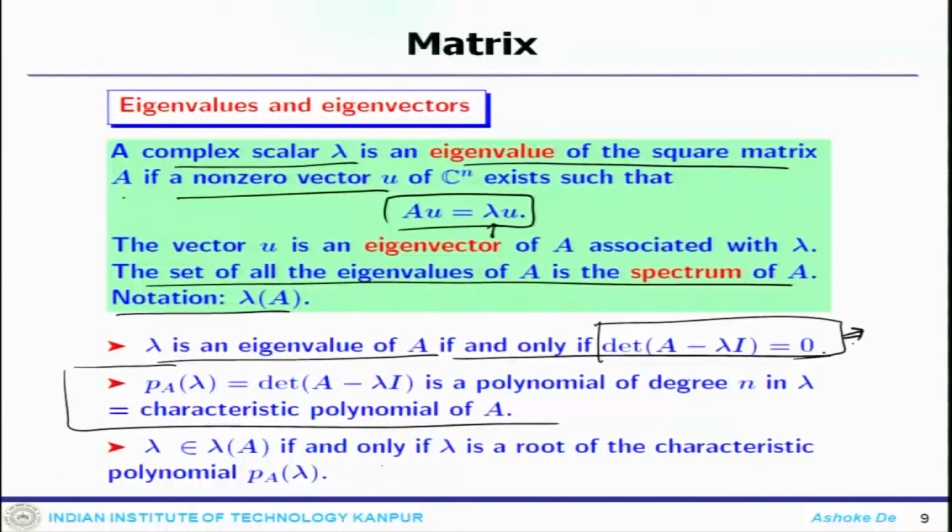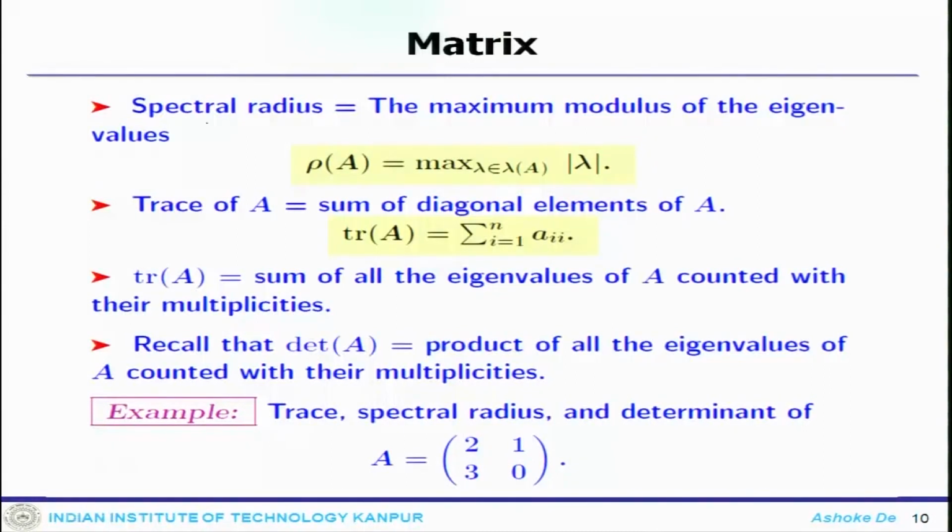Now, lambda belongs to the spectrum of A if and only if lambda is a root of the characteristic polynomial. As I said, when you get this equation, the roots of the characteristic polynomial are going to be the representative lambda for this system. What is spectral radius? This is again going to be an important component that would be used while we are talking about iterative methods for linear systems. It is the maximum eigenvalue, or the modulus of the maximum eigenvalue. It is denoted by rho.